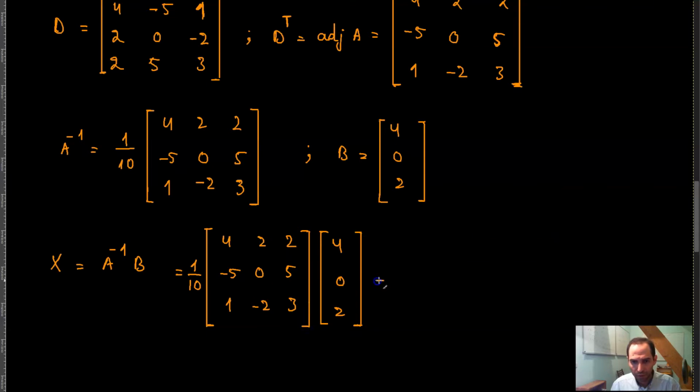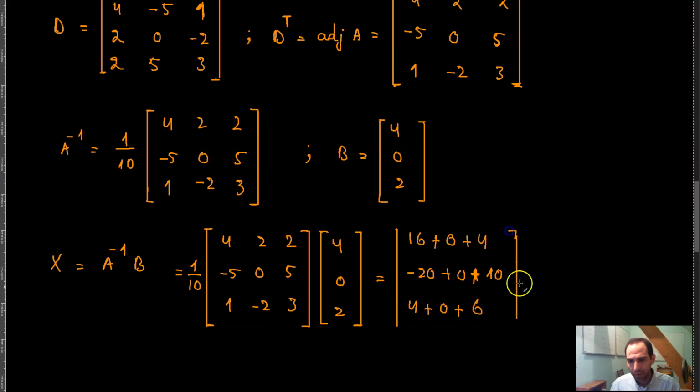So if you do this calculation, you will get 3 by 3 times 3 by 1, so you get a 3 by 1 matrix. 4 times 4 is equal to 16, 2 times 0 is 0, and 2 times 2 is equal to 4. Negative 5 times 4 is equal to negative 20, and 0 times 0 is equal to 0, and 5 times 2 is equal to 10. 1 times 4 is equal to 4, plus 0, plus 6. Of course, there is 1/10 here as well.